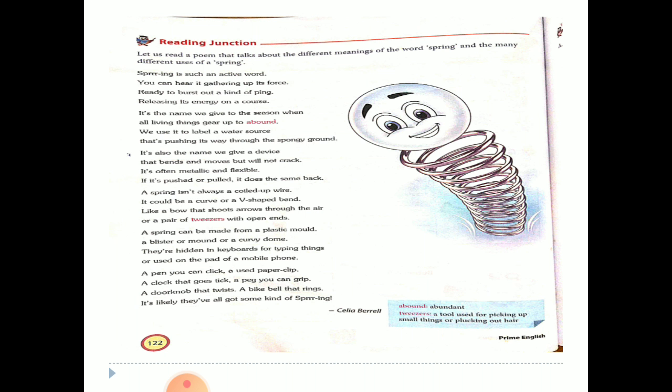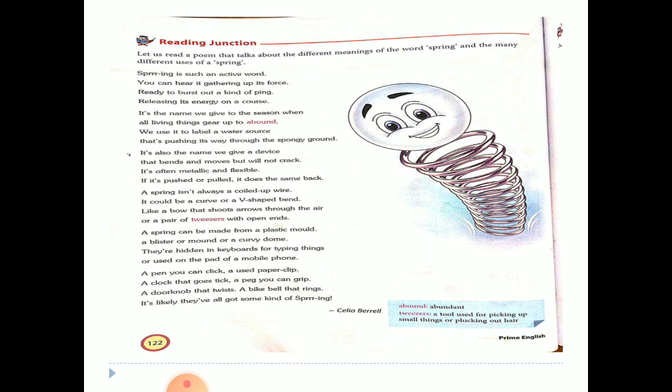You can hear it gathering up its force. Now you can see when you press the spring downward, then with a force it comes upward. Ready to burst out a kind of ping means it comes out in a forceful way. Now this is a kind of scientific way to understand this poem also, and it also states the obvious without making us feel foolish. The poet is explaining the spring in a poetic way. Releasing its energy on a course: when you push it down, then immediately it comes upward. So this is the explanation of the very first stanza.